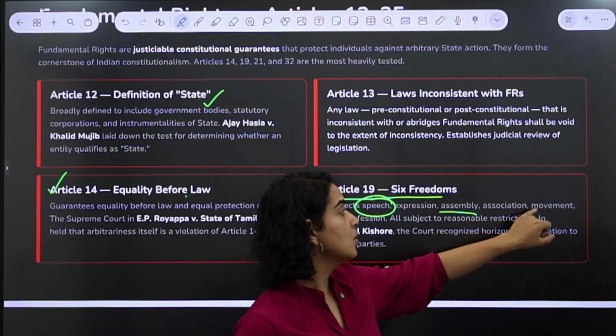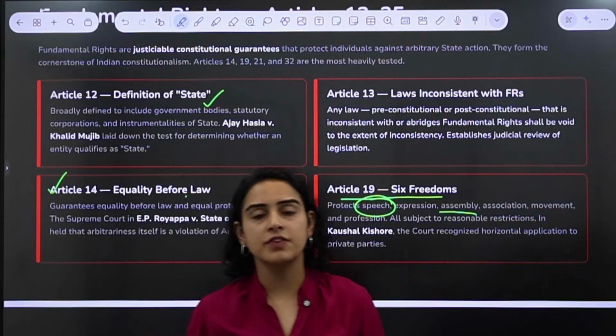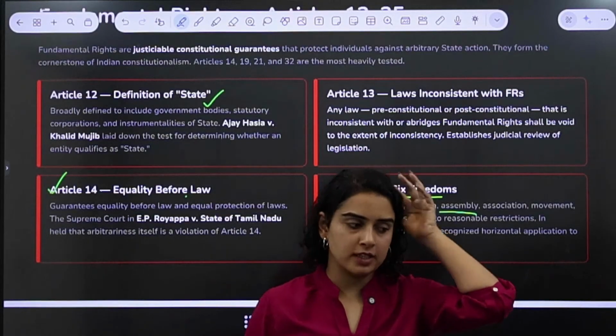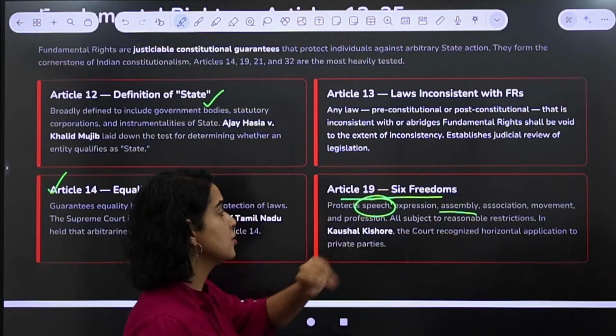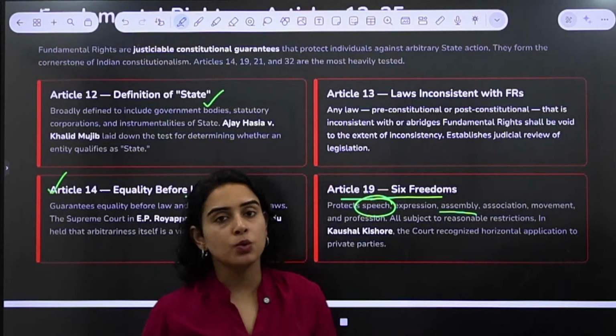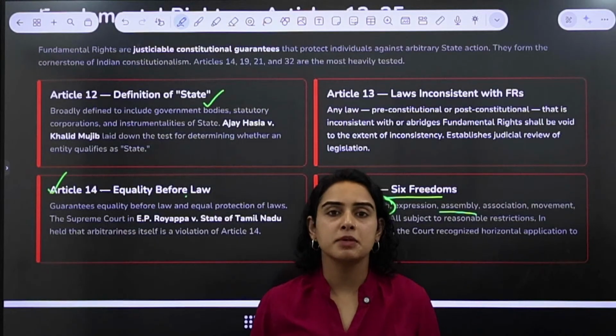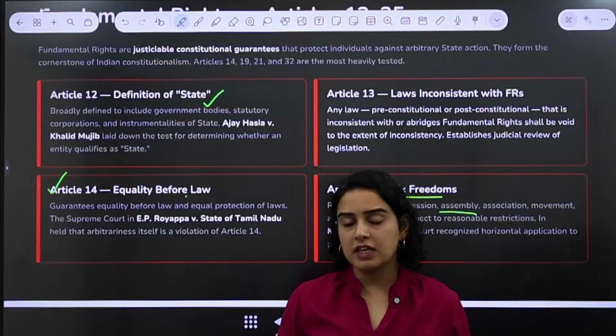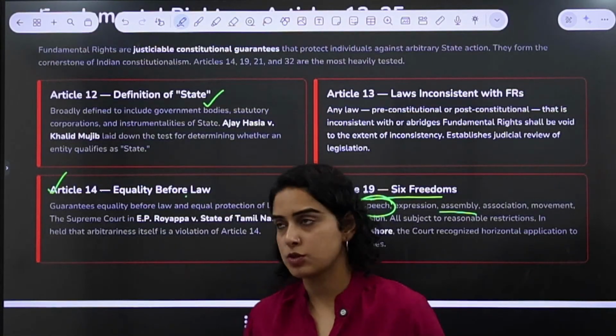Then right to movement. As a citizen of India, you can go to any part of the country, right? Nobody's going to stop you for anything, right? If they do, then it is against your freedom. And then finally, right to choose your profession. You can pick any trade, any business, any profession that you want to pursue. Nobody can restrict you from doing so, okay?